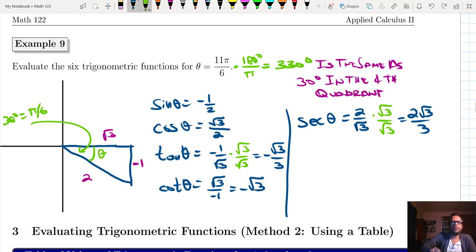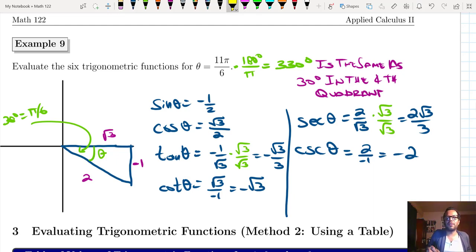Cosecant theta equals the reciprocal of sine, right? Sine is by definition opposite over hypotenuse. So cosecant is hypotenuse over opposite. Okay, so 2 divided by -1, which is -2. And there we go, we evaluated the 6 trigonometric ratios, right? 1, 2, 3, 4, 5, and 6. The 6 of them.